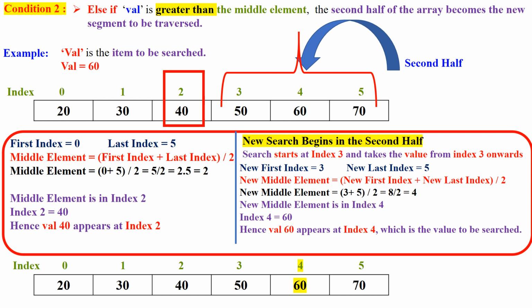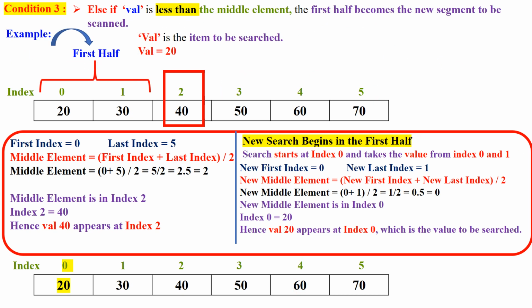New first index equals 3. New last index equals 5. New middle element equals new first index plus new last index divided by 2. New middle element equals 3 plus 5 divided by 2 is equal to 8 divided by 2 is equal to 4. New middle element is at index 4. Index 4 is equal to 60. Hence val 60 appears at index 4, which is the value to be searched. So the search is terminated and the output is the position 60 occupies in the list, index 4.